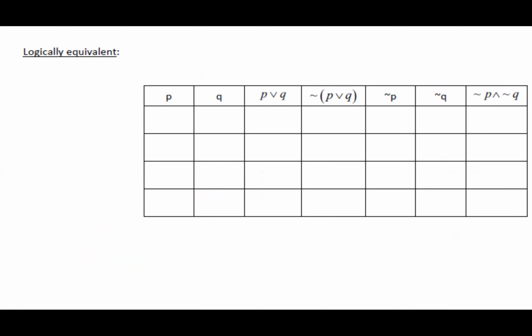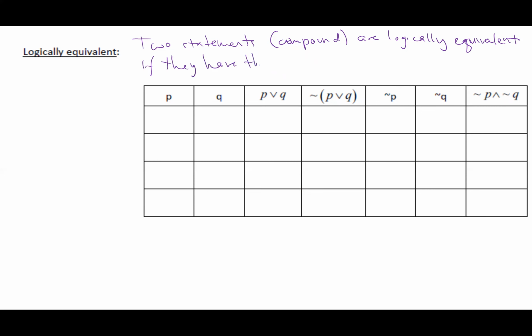All right, now let's talk about logical equivalence. What logical equivalents are: we have two statements, and we'll say these are compound statements. If they weren't compound, this would be kind of weird. Two compound statements are logically equivalent if they have the same truth value in all cases. Okay, now, let me give an example of this.